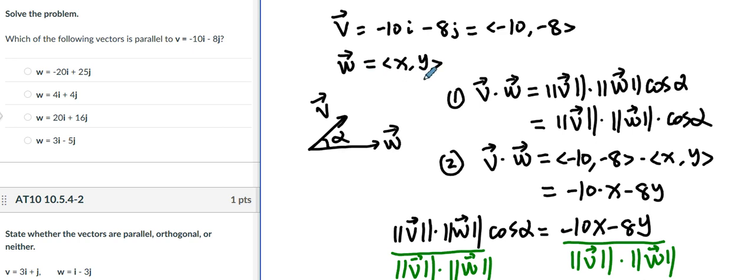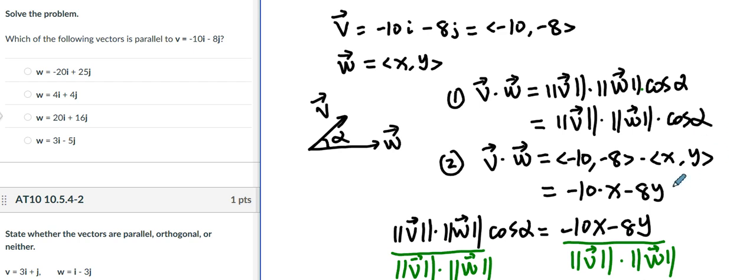if w is x, y, then the dot product of v and w can be written in two ways. One dot product is the length of vector v times the length of vector w times cosine theta. That's one way to calculate it. Another way is vector v dot vector w, using x times x plus y times y.